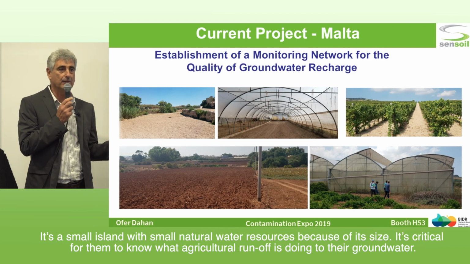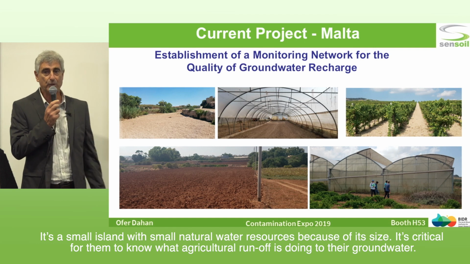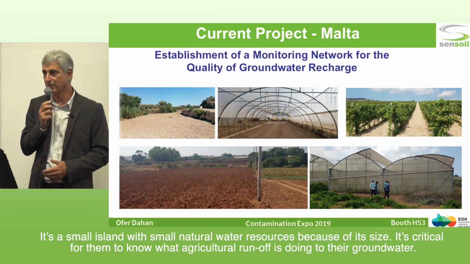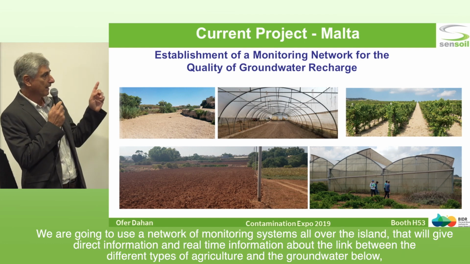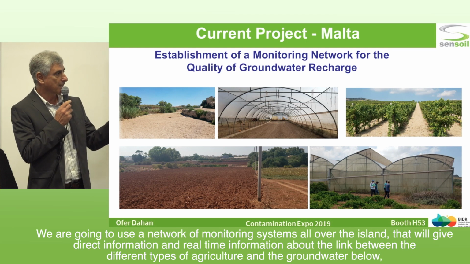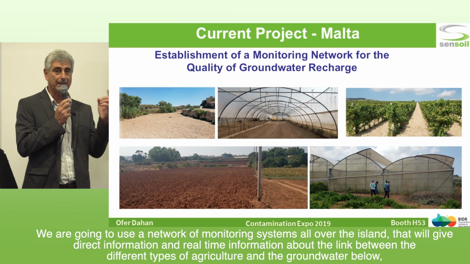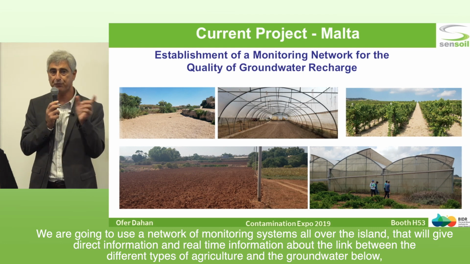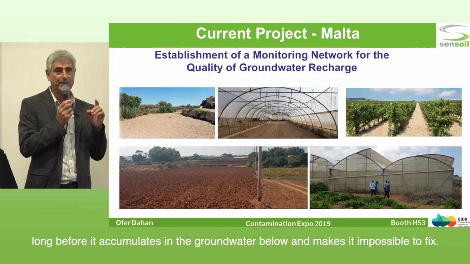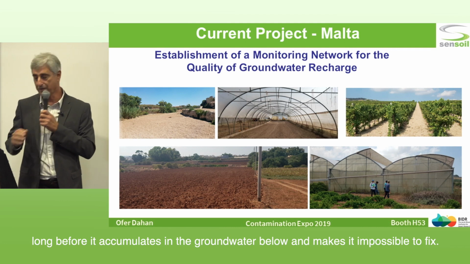It's a small island with small natural water resources because of its size. And it's very critical for them to know what the agriculture is doing to the groundwater. So we are going to use a net of monitoring systems all over the island that will give direct, real-time information about the link between the different types of agriculture and the groundwater below, long before it accumulates in the groundwater and makes it impossible to fix.